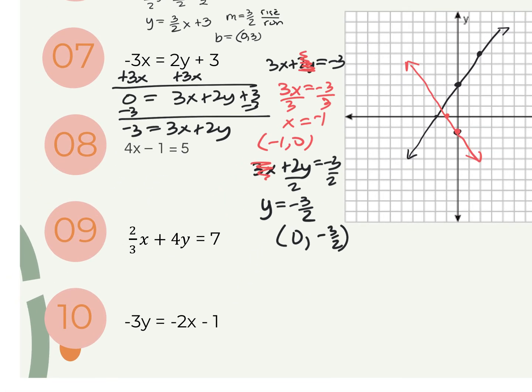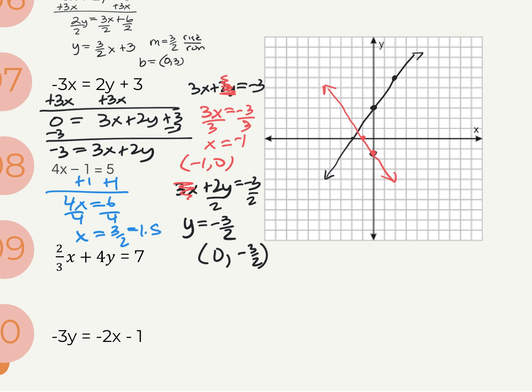Number 8, add the 1. 4x equals 6. Divide by 4. And x equals 3 over 2, because I can reduce 6 over 4. Remember, when it's x equals a number, when it's a vertical line, the slope is undefined, so it's DNE, and so is my y-intercept. So I'm going to draw a vertical line through 1.5, going right through here.